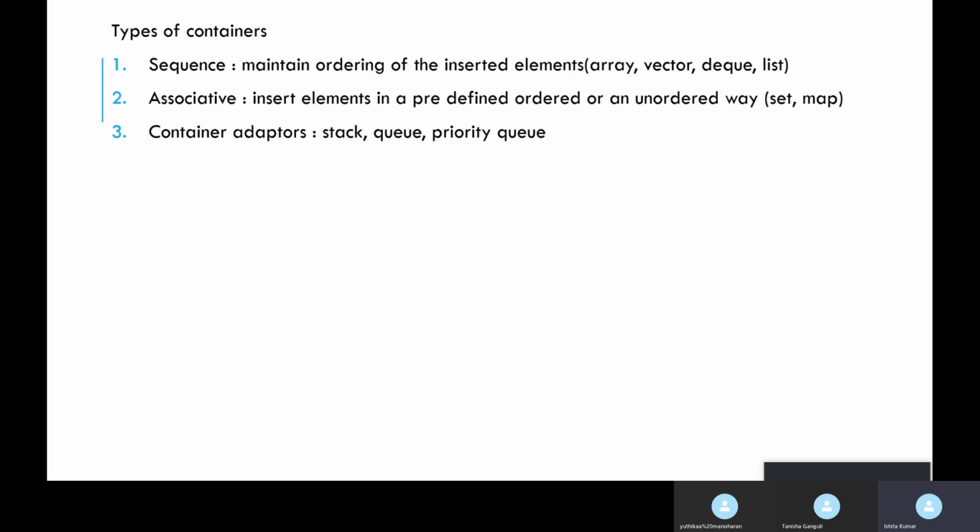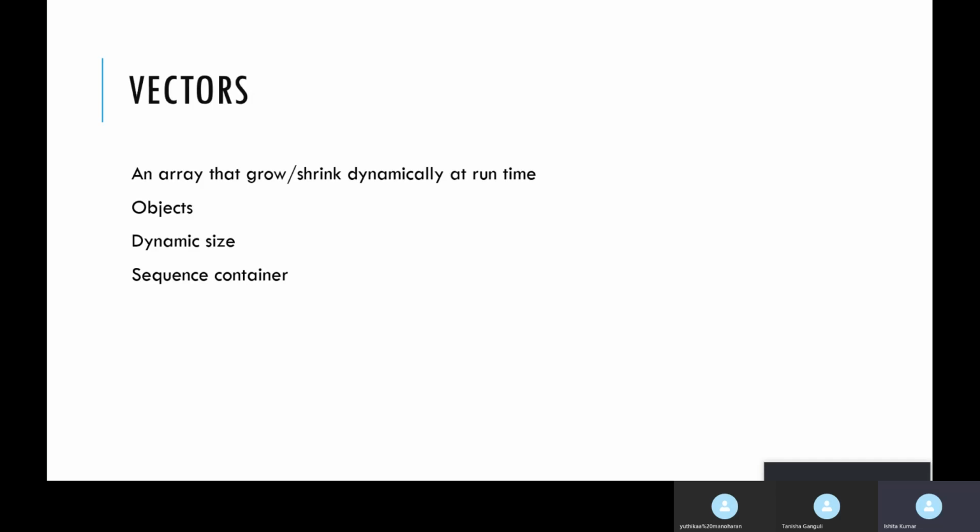Now, there are three main types of containers. First is the sequence container, and it maintains the order of the inserted elements. So as you insert the elements through the end, the order will remain the same. So an example would be an array, which we've all worked with, but also vectors, deque, lists. Then is the associative container. You can insert elements in a predefined order or in an unordered way, which includes sets and maps. And there are container adapters, which we won't really be going through in this webinar.